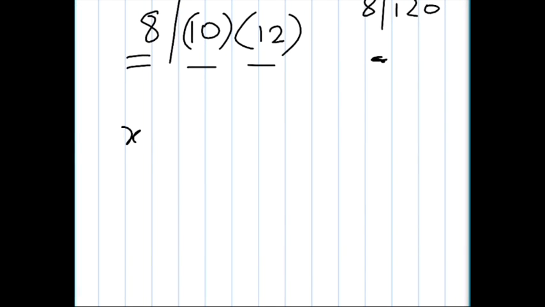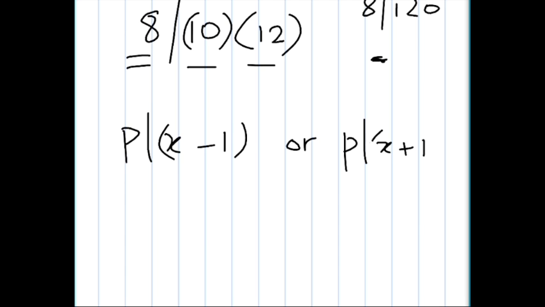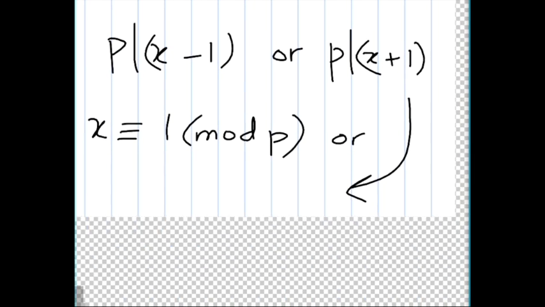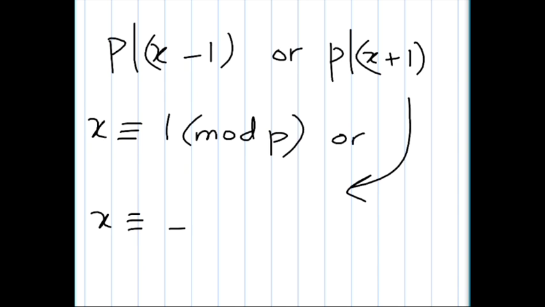We say that p divides x minus 1 or p divides x plus 1. So what does it mean? That x is congruent to 1 mod p by definition of modulo, or x is congruent to minus 1 mod p. Okay, so this is the first thing.